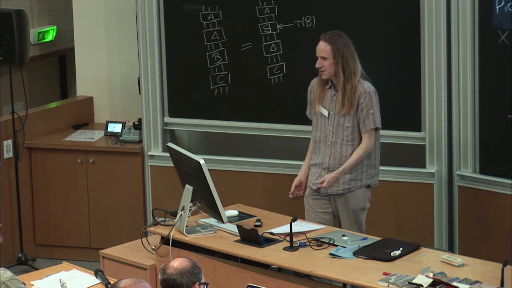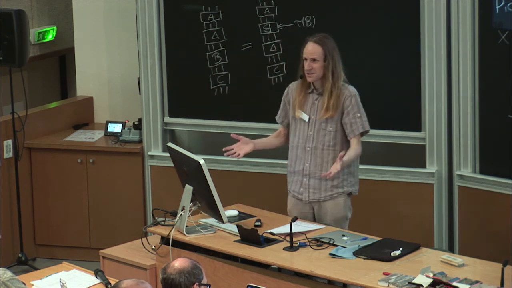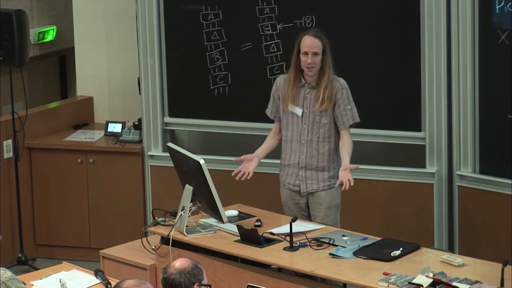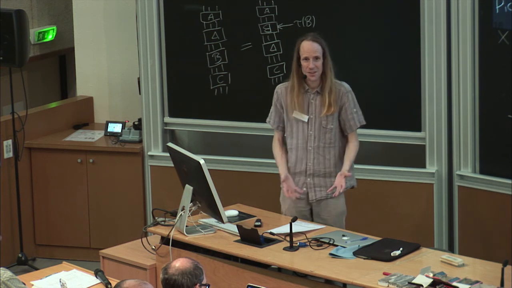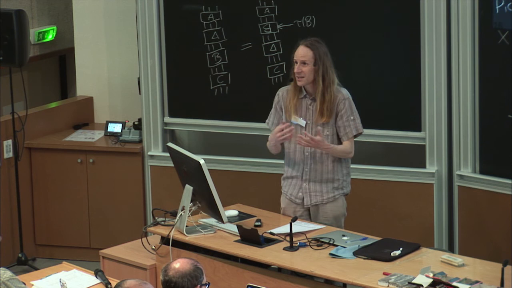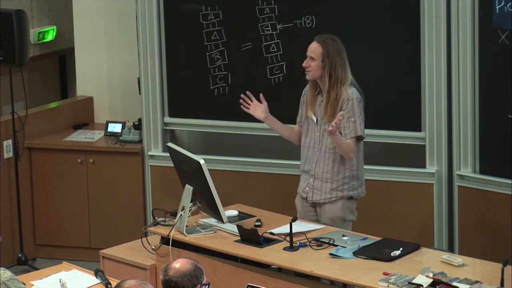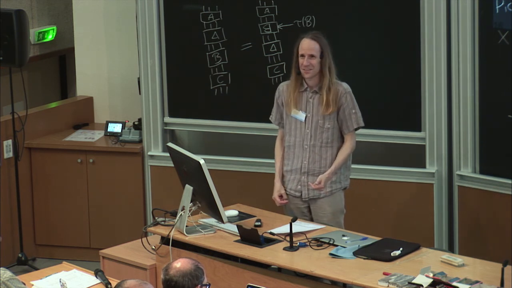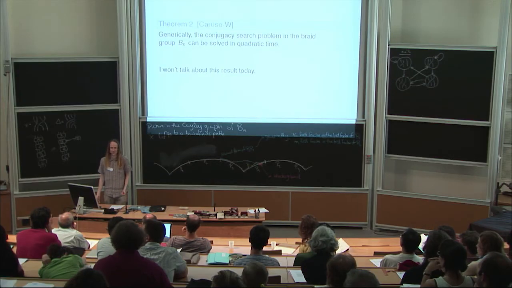So that forces this characteristic subset to be small, and that makes the conjugacy search problem easily solvable. That's the rough idea of that result. Okay, thank you very much for your attention.